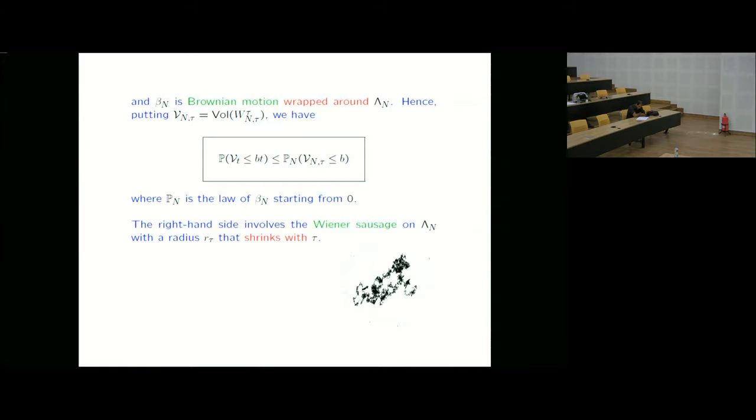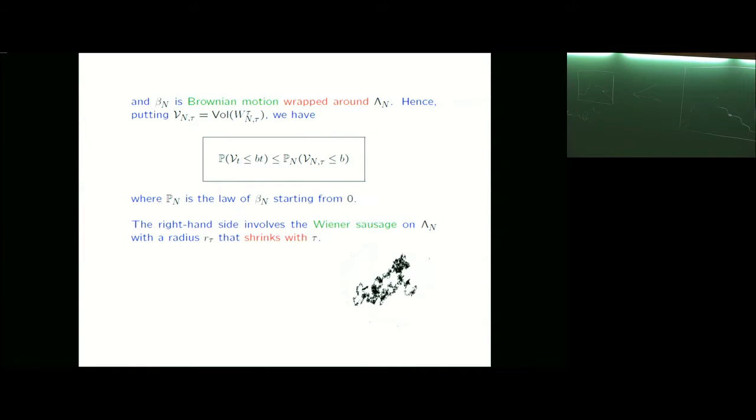So we have here a radius r_tau equal to tau to the minus 1 over (d-2), and the time horizon is tau.